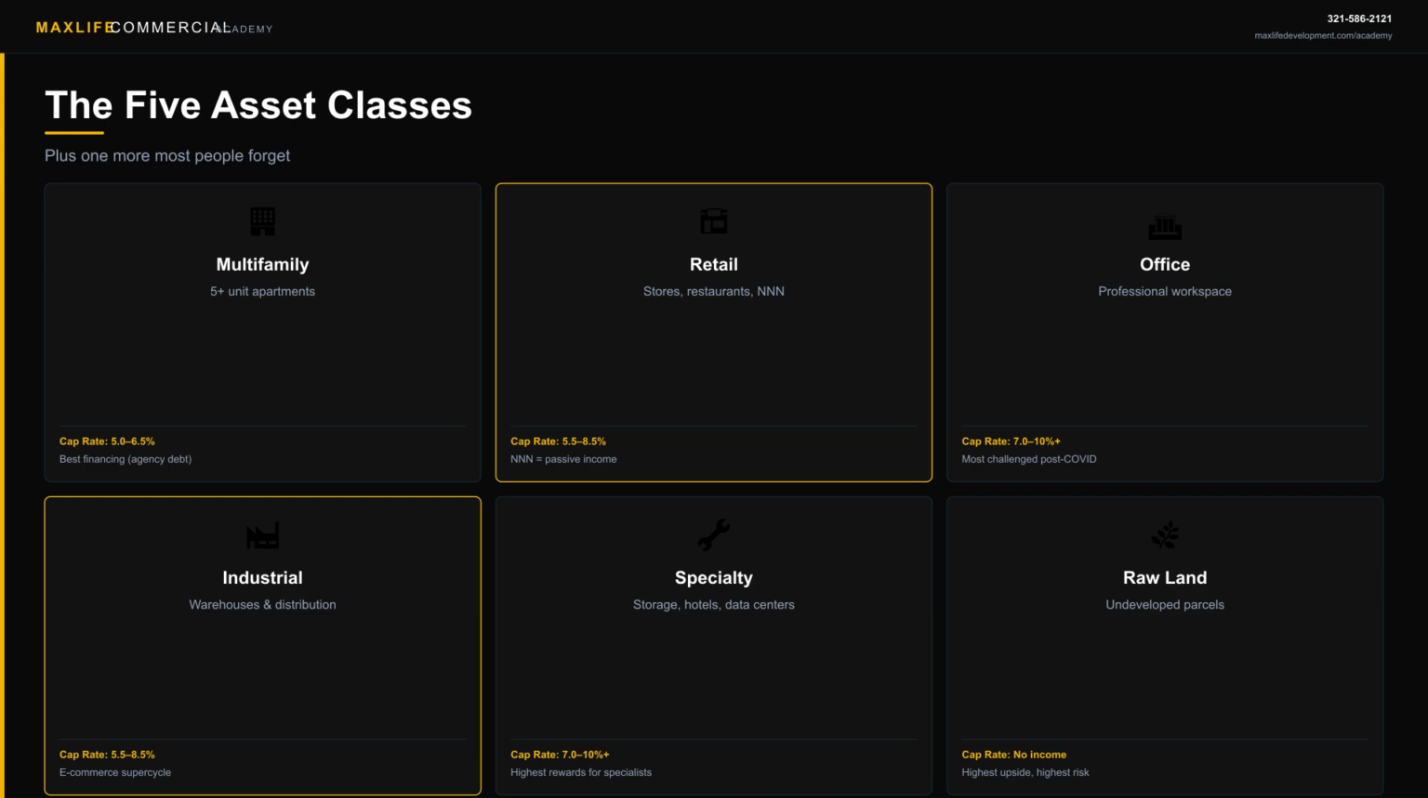Industrial, warehouses, distribution centers, flex space. E-commerce has put industrial in a multi-decade supercycle. Every dollar of online sales requires roughly 3 times the warehouse space of the equivalent brick and mortar dollar. Specialty, the bucket for everything else. Self-storage, hotels, senior housing, data centers, car washes. These reward specialists, don't dabble.